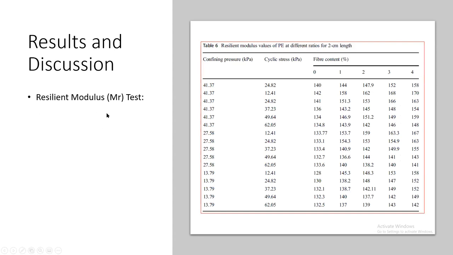Regarding the resilient modulus test for the fiber content, this is for the native soil that we have. For example, for a confining pressure of, let's say, 27.58, you can see that with a deviatoric stress of, for example, 12.41, with the native soil we have a resilient modulus of 133.77, and this has been improved to 153.7, then improved even more and more. So with the resilient modulus for the 2 centimeter length of PE, we can see the resilient modulus improved with adding the material.